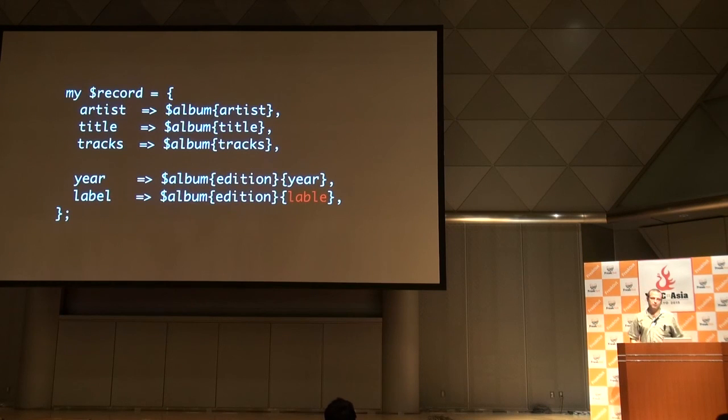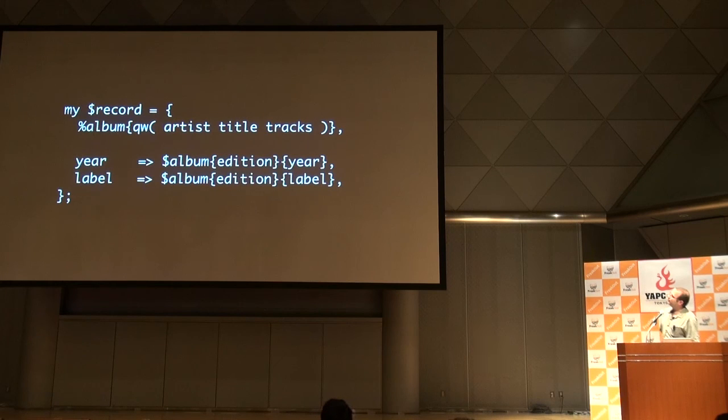I had to type many things twice. Artist, artist, title, title, tracks, tracks, year, year. When I had to type something twice, it's twice as likely that I'm going to spell it wrong. And I was already pretty likely to spell it wrong the first time. So we can eliminate this duplication. We take these pairs and we turn them into slices. After all, they're all coming from the hash album.